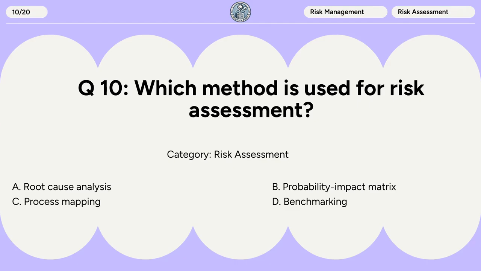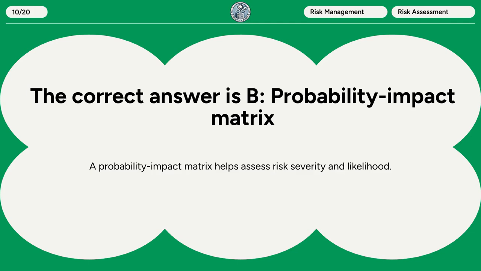Question 10. Which method is used for risk assessment? A. Root cause analysis. B. Probability impact matrix. C. Process mapping. D. Benchmarking. The correct answer is B. Probability impact matrix. A probability impact matrix helps assess risk severity and likelihood.